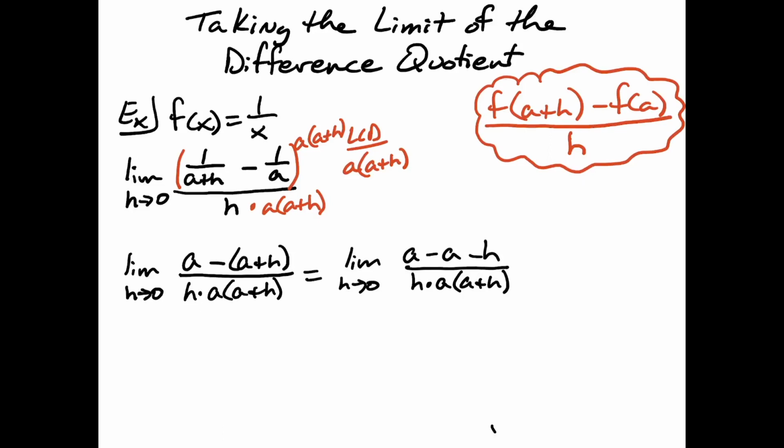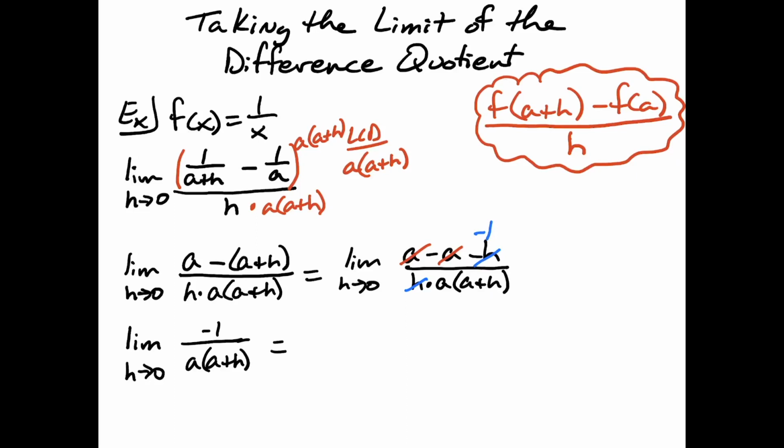Alright, in the numerator, we can see that a minus a is going to cross out. Alright, we can also hopefully see that would leave me with a negative h, and I've got an h in the bottom, so I could cross out the h right there, be left with a negative 1 with the h right there. That then is going to leave me down to the limit as h approaches 0 of a negative 1 over a times a plus h.